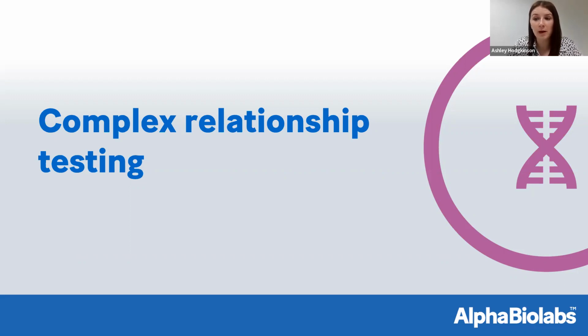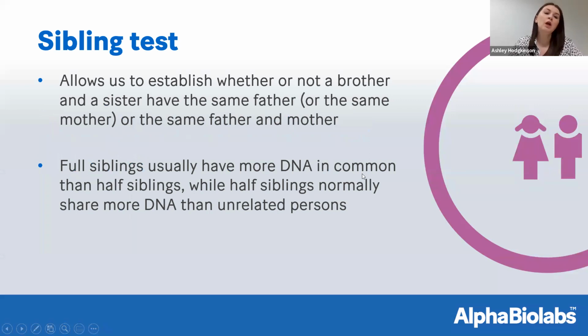So we're going to talk a little bit more about when that would happen and what the percentage of inconclusive rates are, so that you can make a better informed decision when you're looking to undertake complex relationship testing. So we're going to start with sibling testing.